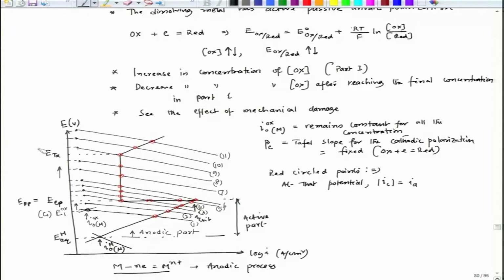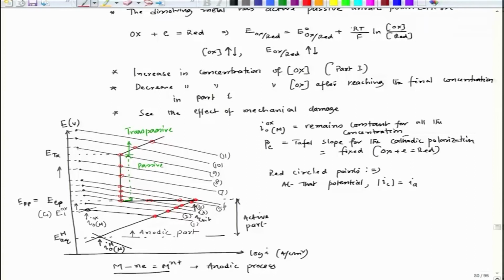So, this is the passive part, and beyond this we have transpassive. Fine. As we are using the fresh metal, we have to consider this point, because it will only consider the cross section points of the active regions.